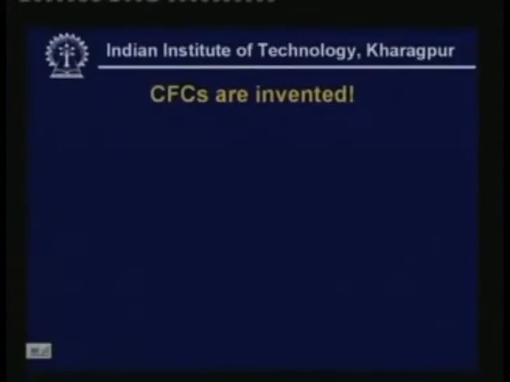As a result, the refrigeration industry felt that to make progress, they needed to develop refrigerants that were safe, non-toxic, non-flammable, etc. And they felt that because of the safety issues, the growth of the refrigeration industry was not as much as it should be. So, this led to the invention of CFCs.